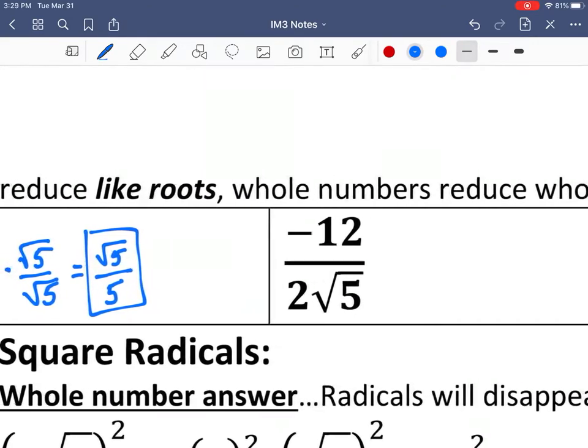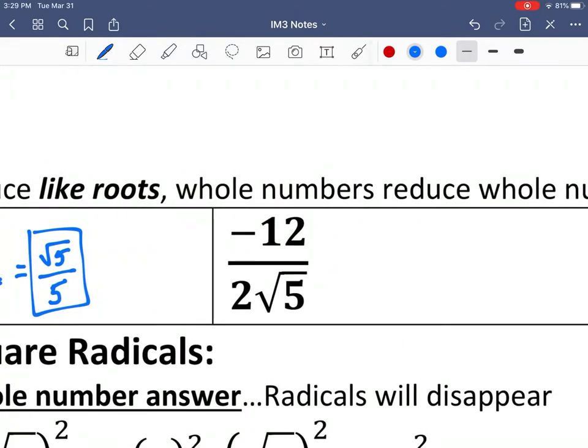Okay, and then this last one over here, when you have multiple things going on the denominator, you're still going to multiply by a radical over a radical. You do not need to multiply by the 2, though.